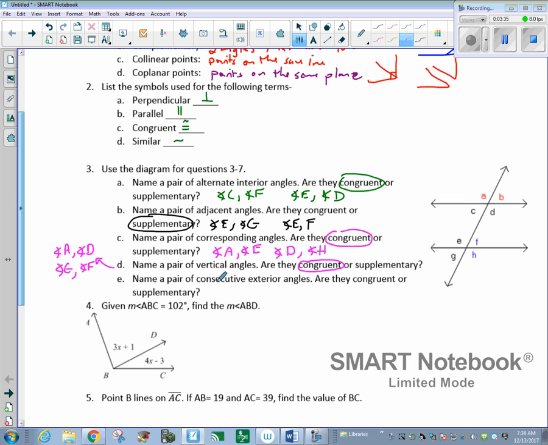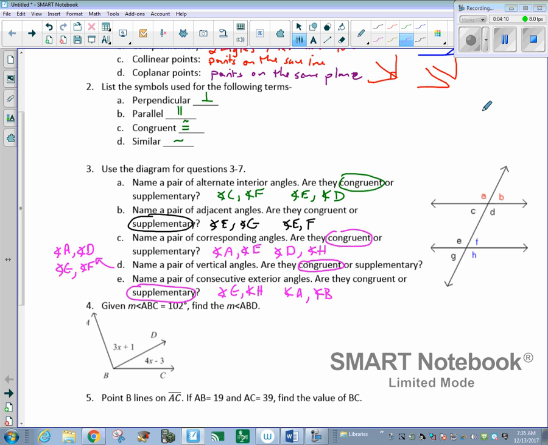And then a pair of consecutive exterior angles. Consecutive exterior angles would be two angles that are next to each other. And that would be something like angle G and angle H, and angle A and angle B. Those are the consecutive exterior angles, and these angles are supplementary. All right, and there's other options out there. There's alternate exteriors, and there are same side interiors that we need to talk about as well.